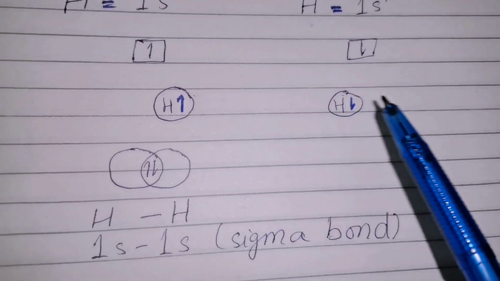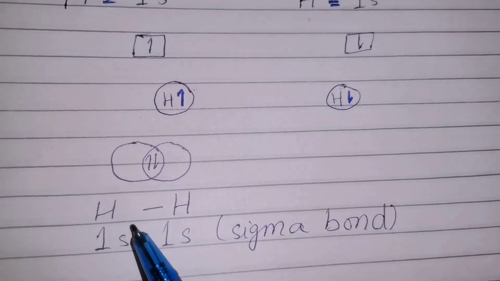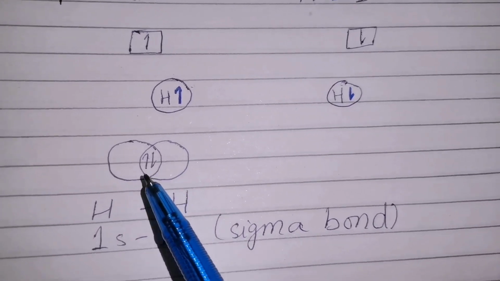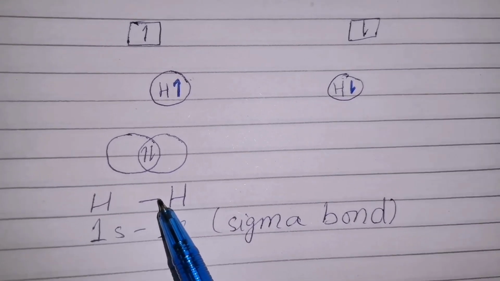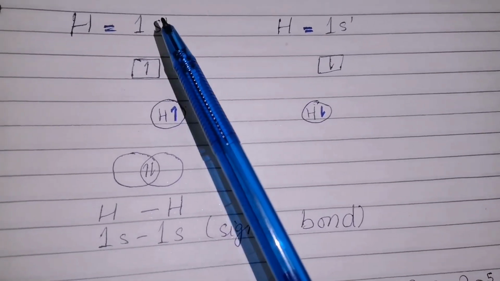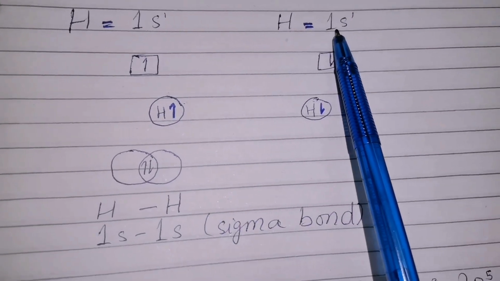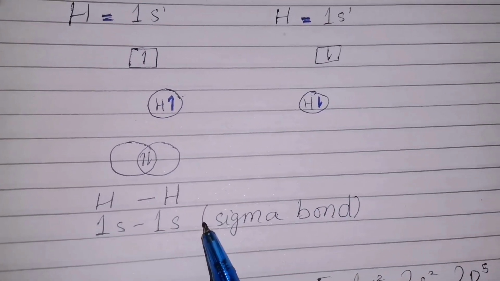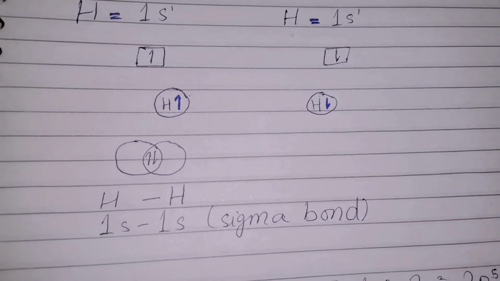Now they both will overlap. When they overlap, a bond will be formed between them due to this overlapping, and the bond here is known as a sigma bond. As we know that the electron was present in 1s, we can say that the bond is formed between 1s orbitals. So we have written it this way and we have called it a sigma bond.